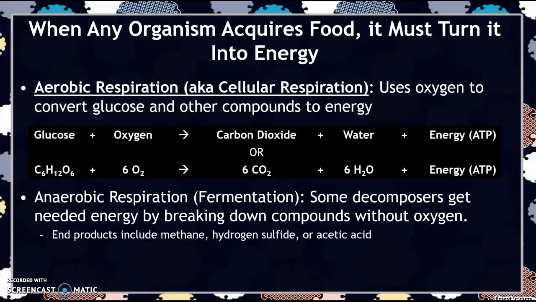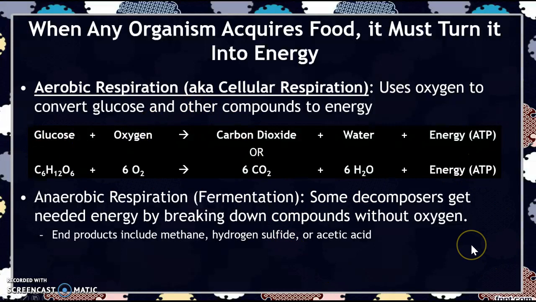So when any organism acquires food, it has to turn it into energy. In bio, we talked a lot about cellular respiration. In this class, we're going to call it aerobic respiration, and aerobic just means it uses oxygen. So this equation should look really familiar to you. We take glucose plus oxygen, and it gives us carbon dioxide, water, and energy, or ATP. And then here's the chemical equation below it.